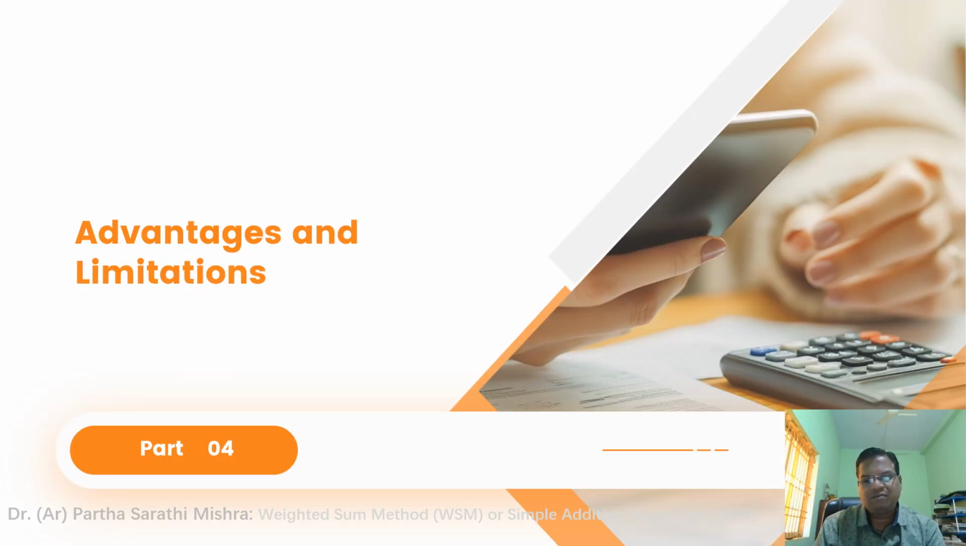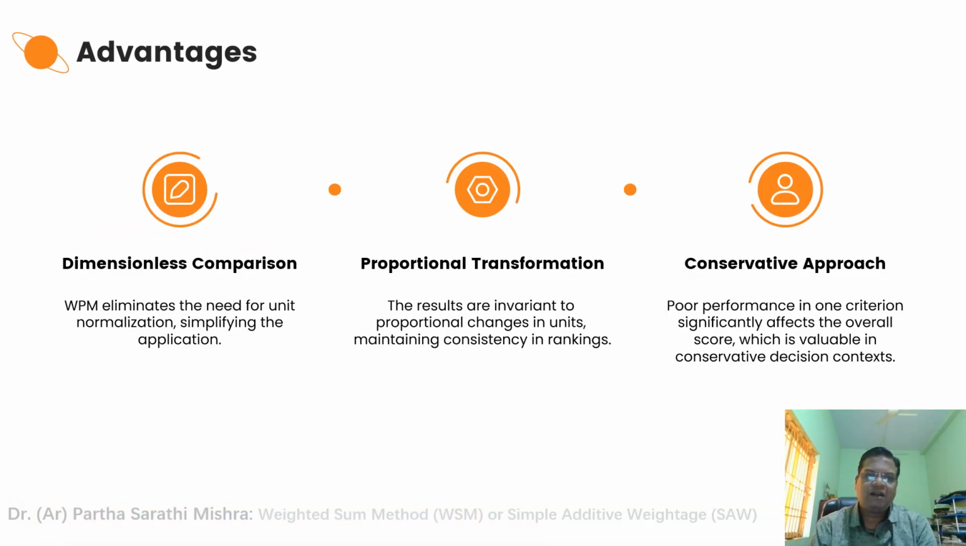Now let's discuss the advantages and limitations of this WPM method. WPM offers several advantages. It takes a conservative approach where poor performance in one criterion significantly impacts the overall score. The results remain consistent with proportional changes in units. It eliminates the need for unit normalization, simplifying the application process.